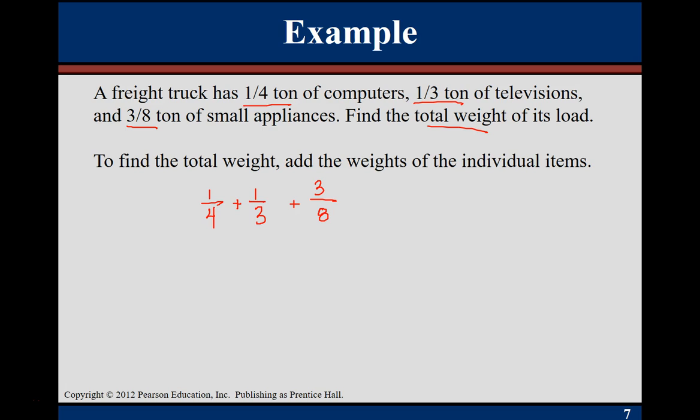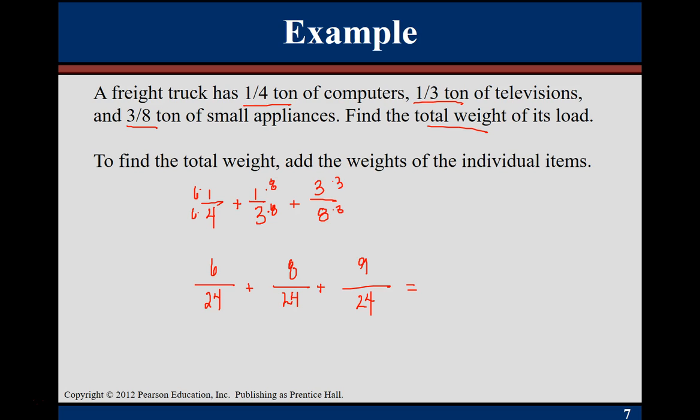So 4 could be an 8, but 3 couldn't. A 4 and 3 could both be a 12, but an 8 can't. So I'm going to have to go a little bit further, and it turns out 24 is the smallest one. To turn my 4 into a 24, I would need to multiply by a 6, so I'll need to multiply by a 6 up top. To turn a 3 into a 24, I'll have to multiply by 8, so an 8 up top. To turn the 8 into a 24, I'd have to multiply by a 3, so 3 up top.